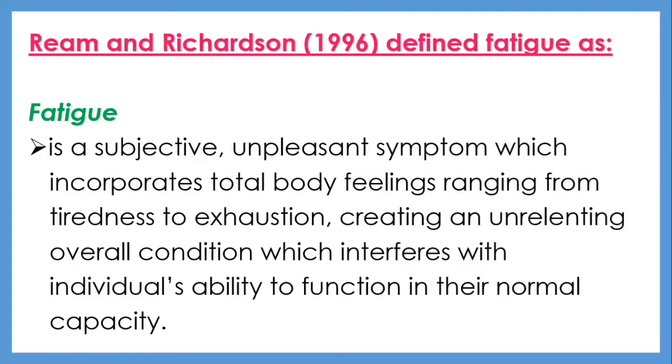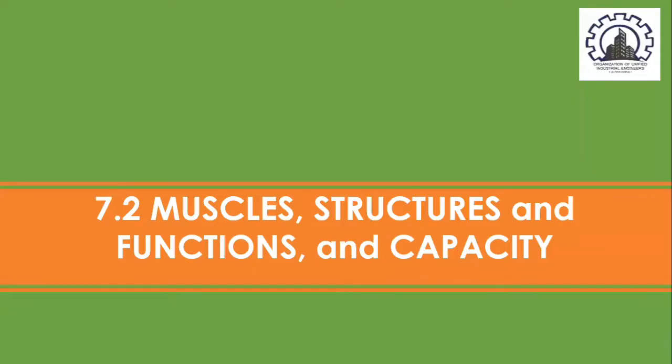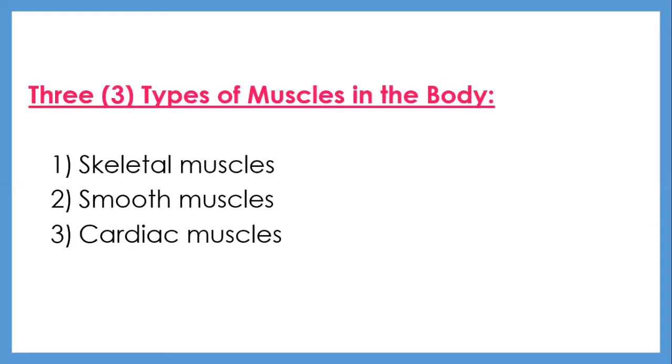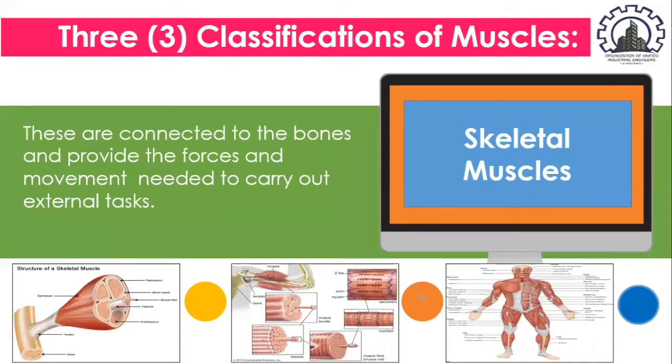Now, moving on to our second key area of our lesson for today, that would be muscle structures and functions and capacity. Now, take note, muscles, through the tension they exert when contracting, make physical work possible. Now, there are three types of muscles in the body. We have the skeletal muscles, we have the smooth muscles, and we also have the cardiac muscles. Now, as we discussed in the previous chapters, skeletal muscles are connected to the bones and provide the forces and movement needed to carry out external tasks.